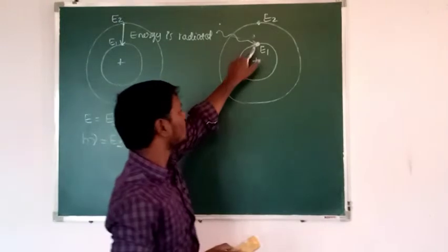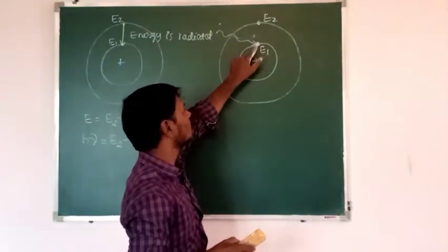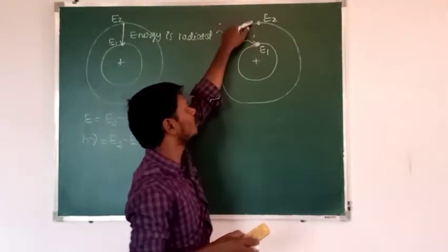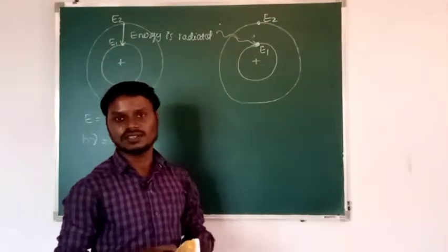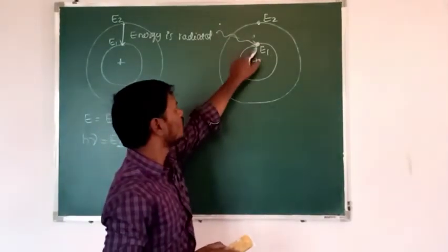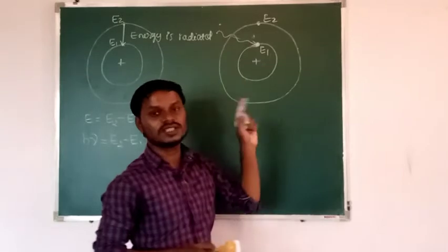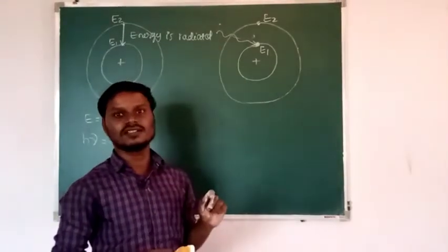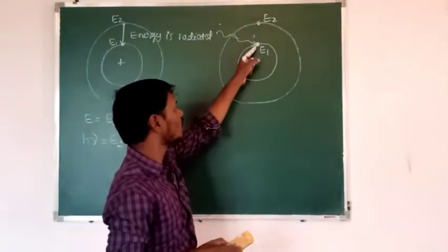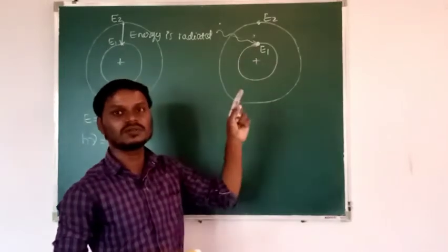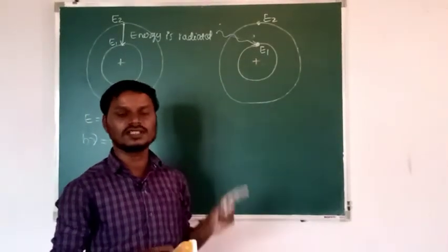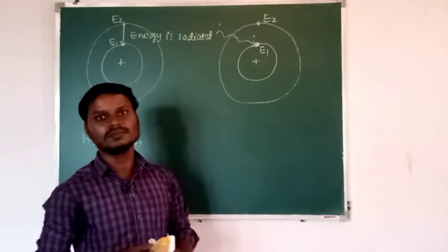Okay, the energy that this electron absorbs must be equal to the difference of the energies of these two orbits. Okay, suppose E1 to E3, that is the electron has to jump from the first orbit to the third orbit, then the energy absorbed by the electron present in the first orbit must be equal to E3 minus E1. What must it be equal to? E3 minus E1.